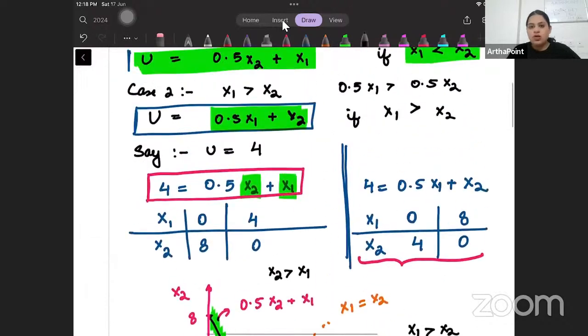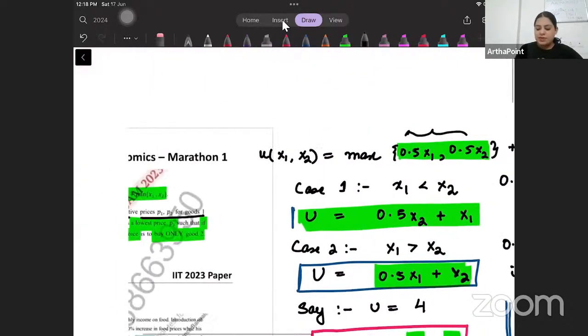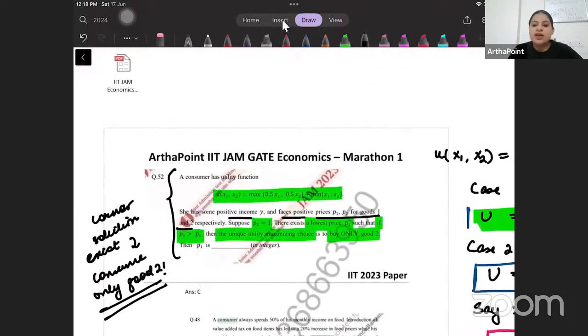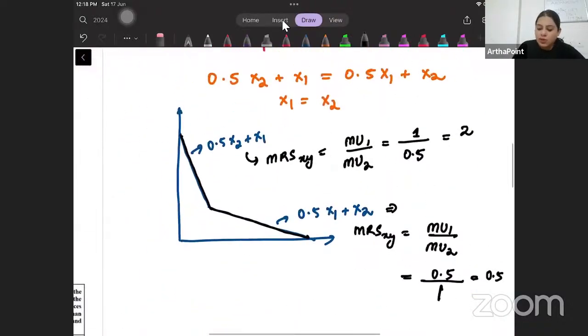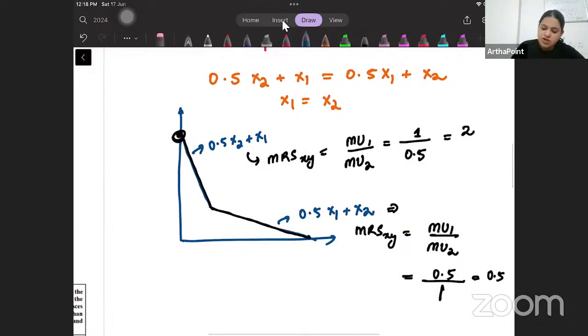Now, I will not do all the cases. We have done this multiple times in class. Just come to the case that has been asked. When will you buy only good 2? So you will buy only good 2 if your equilibrium is here. That means somehow in my mind, I can think that my budget line must have been like this. Right? This would have been my budget line, very, very steep.